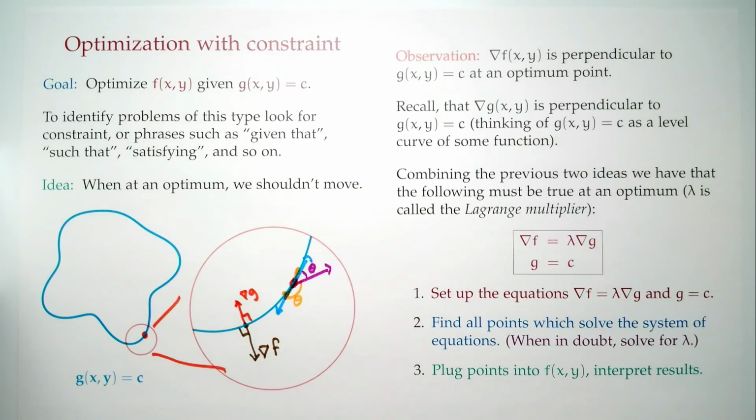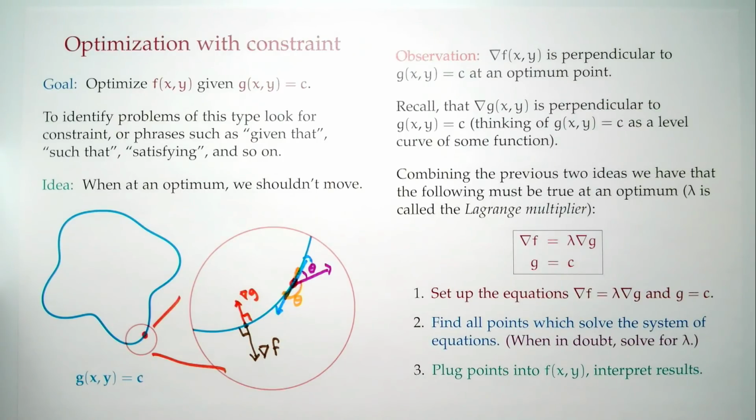So we now have a system of equations. And if you go through and you count how many equations you have and how many unknowns you have, you'll discover it's the right number. So let's talk about it. If I'm looking at this system of equations, assuming I'm in my setting where I have functions of two variables, I have one equation from the g equals c.